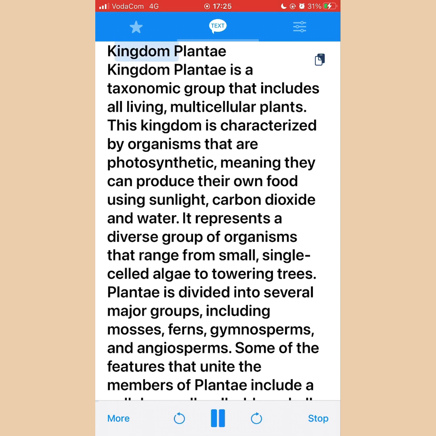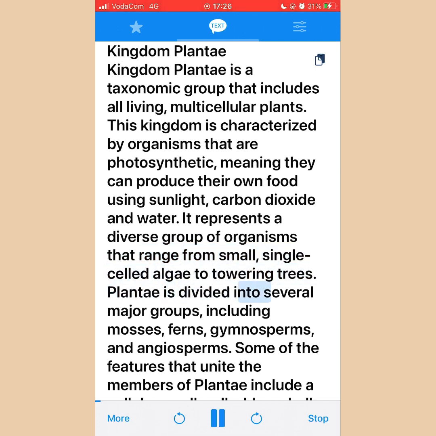Kingdom Plantae. Kingdom Plantae is a taxonomic group that includes all living, multicellular plants. This kingdom is characterized by organisms that are photosynthetic, meaning they can produce their own food using sunlight, carbon dioxide and water. It represents a diverse group of organisms that range from small, single-celled algae to towering trees.